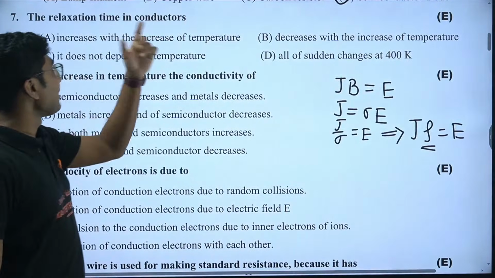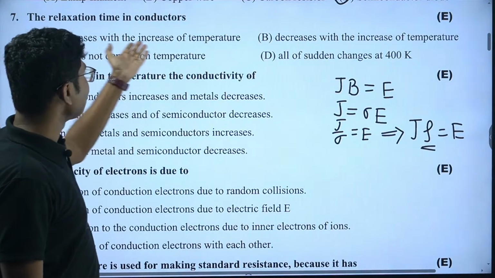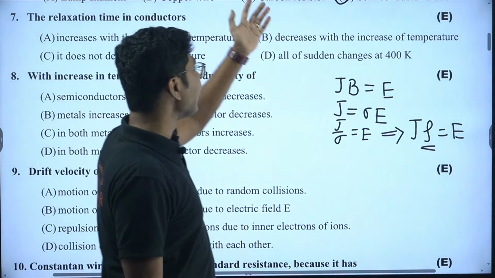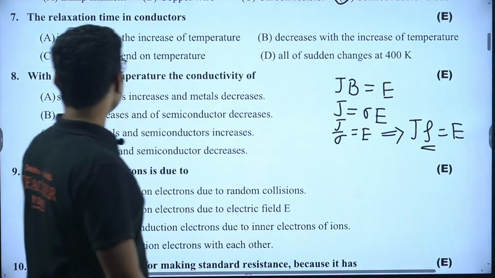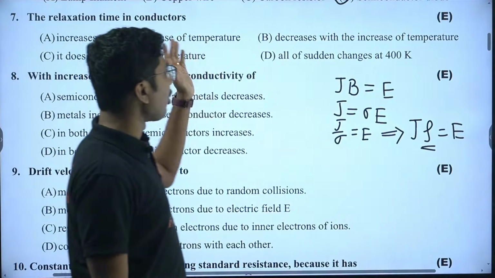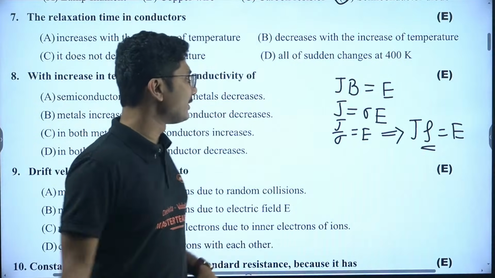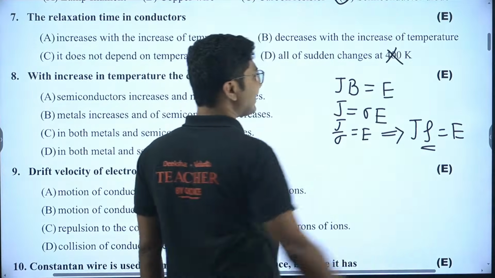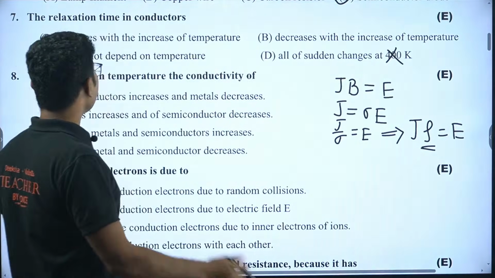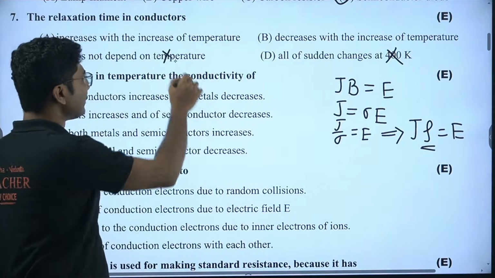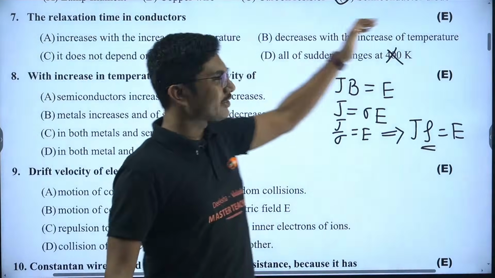The relaxation time in conductors increases with the increase in temperature, decreases with the increase in temperature, does not depend on temperature, or suddenly changes at 400K. So this is definitely not correct. This kind of thing we have not studied. And it does depend on temperature, so this is also incorrect. So either 7A or 7B.